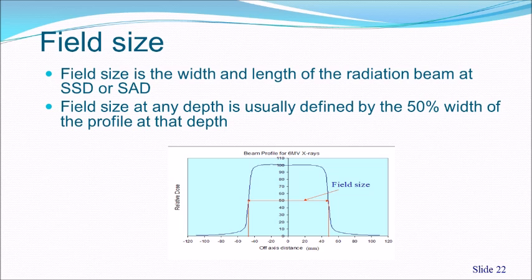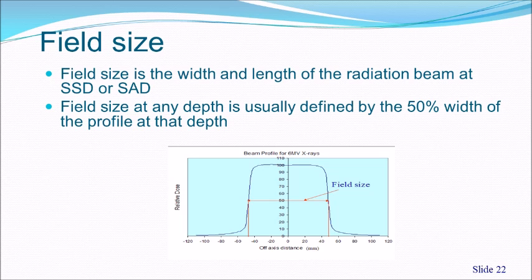The next thing is field size. Field size is the width and length of the radiation beam at SSD or SAD. It's very important. When you say field size, you mean it is the width and length of the radiation beam at your reference point of SSD or SAD. And when you want to measure the field size in tissue or in water phantom, the field size is usually defined by 50% width of the profile or 50% isodose line. So this should correspond to the field size.